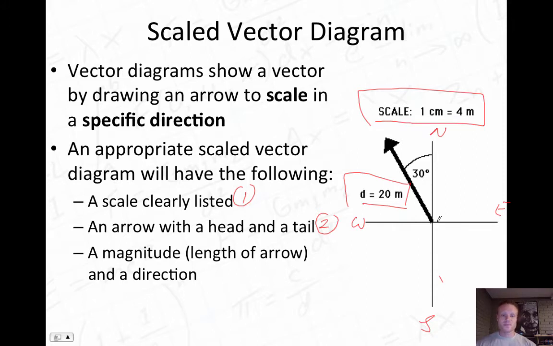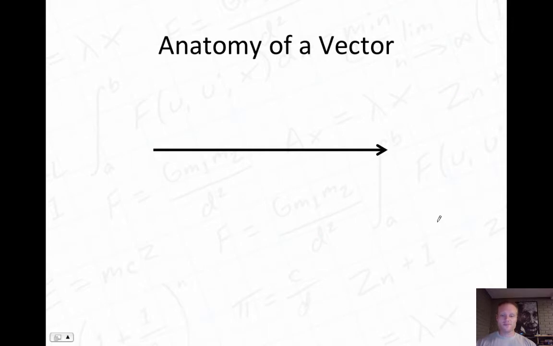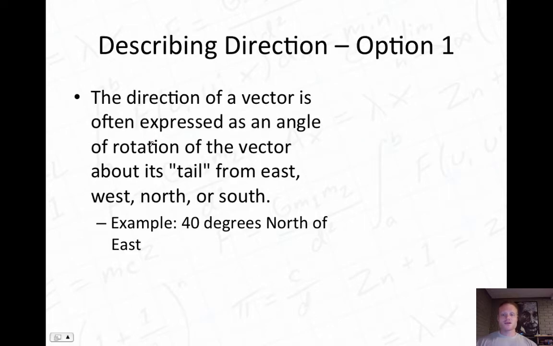Here's the anatomy of a vector. It's real simple. You have a head, which is the end with the point, and a tail, which is the back end. So there are two ways that we can describe direction with a vector. The direction of a vector can be expressed as an angle of rotation of the vector about its tail from east, west, north, or south. So for example, 40 degrees north of east.